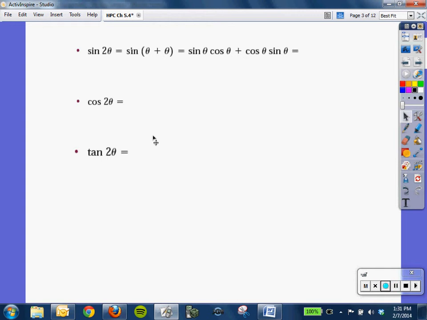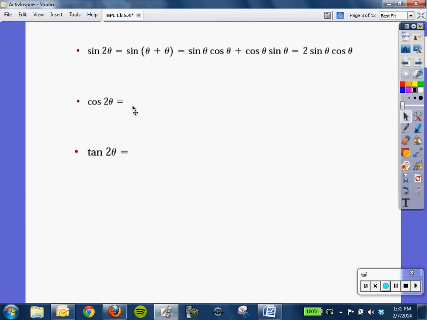And if you look at those two terms there, you have sine, cosine, sine, cosine. You have two like terms. If you add up those two like terms, you end up with 2 times the sine of theta times the cosine of theta. So that's how we come up with the double angle formula for sine. And we use the sum of two angles for cosine and tangent also to prove the double angle formula for cosine and tangent.